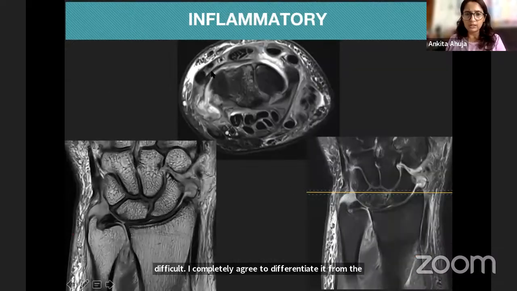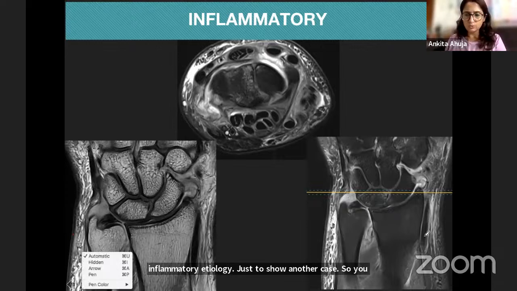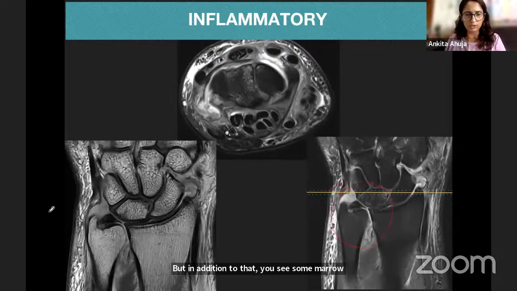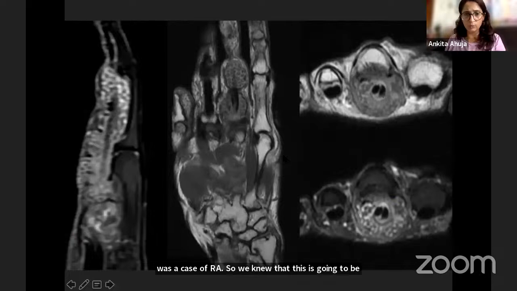Just to show another case, you see tenosynovitis over here in the flexor and extensor compartments. But in addition to that, you see some marrow edema, a lot of distal radioulnar joint effusion, with some mild synovial thickening over here. So this was a case of RA. So we knew that this is going to be an inflammatory arthropathy with inflammatory involvement.